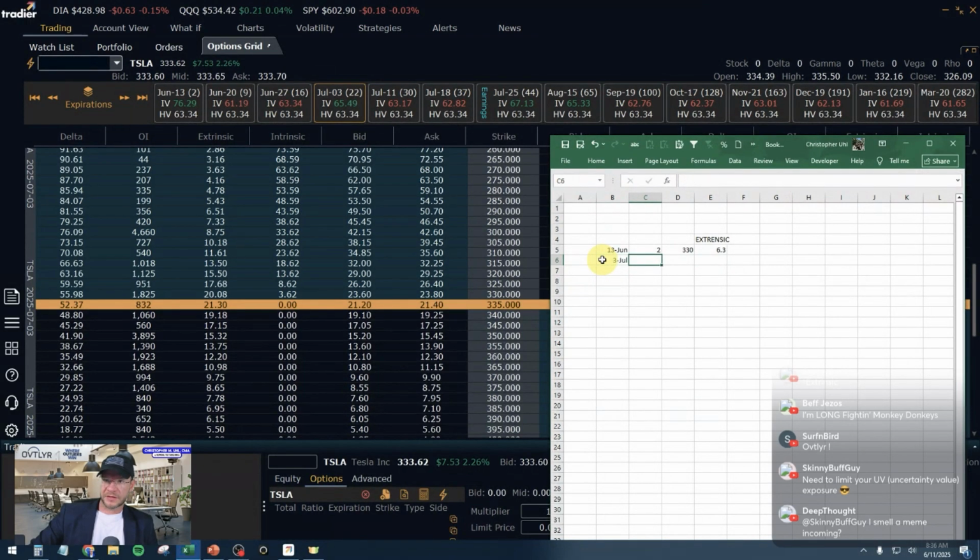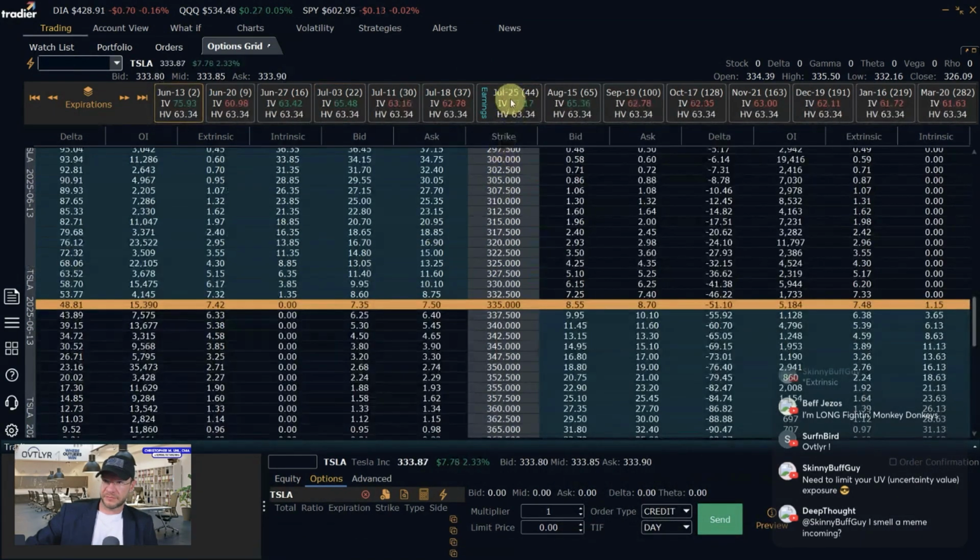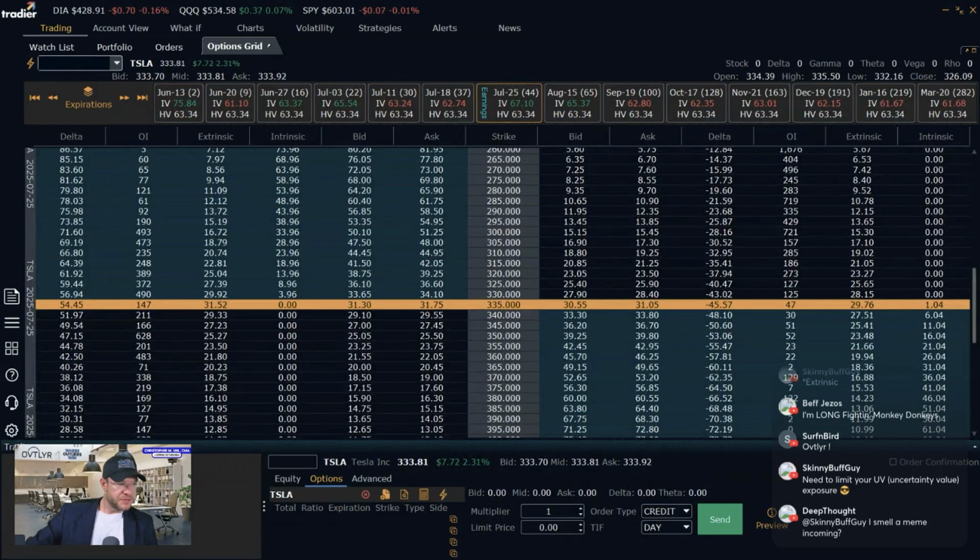7/3. This has 22 days out, the 330 again. The extrinsic value is $20. Now let's go out 44 days to July 25th. Let's do the 330 again.